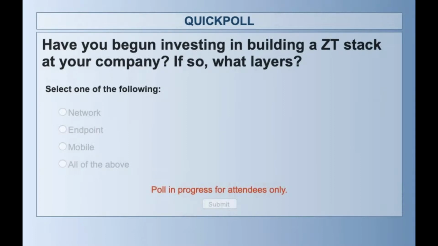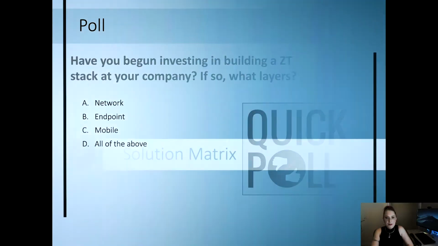All right, Alissa, we've gone ahead and ended the poll, and it looks like 62% of our attendees chose all of the above, followed by 23% at network and 15% with endpoint, and nobody chose mobile. Okay, so we've got our answers at this point. Awesome. I did not expect these answers at all. Thank you for taking your time to answer them. All right, let's move on.